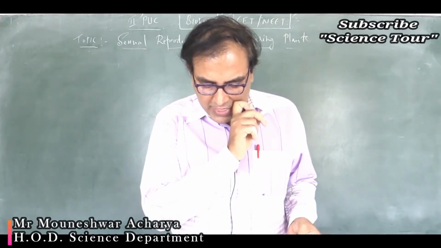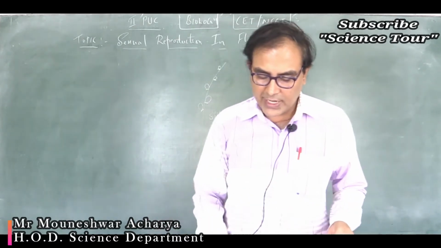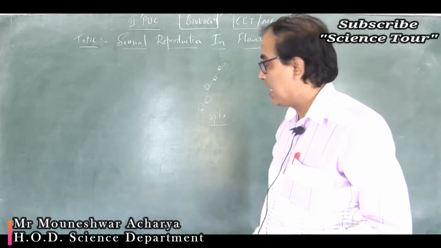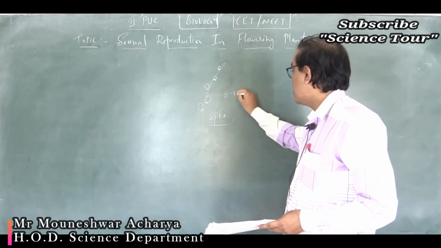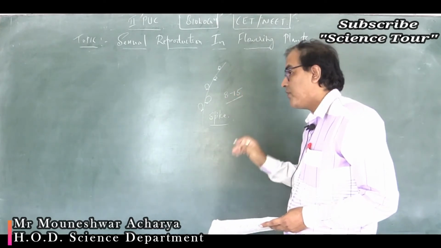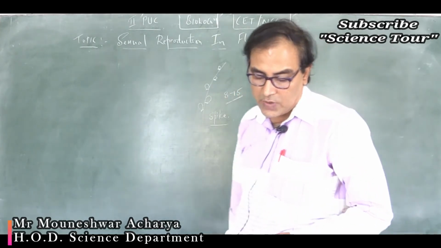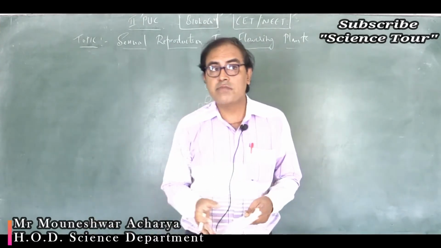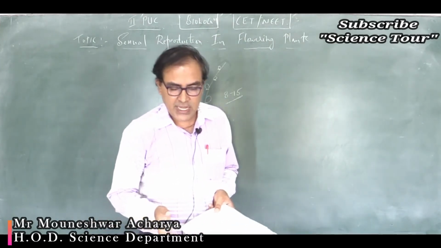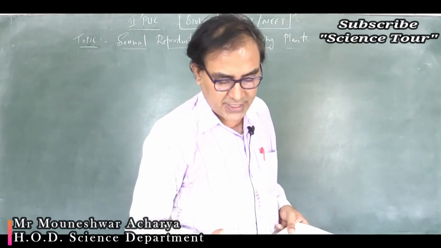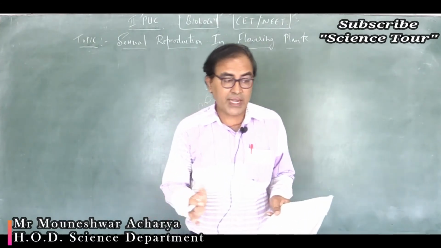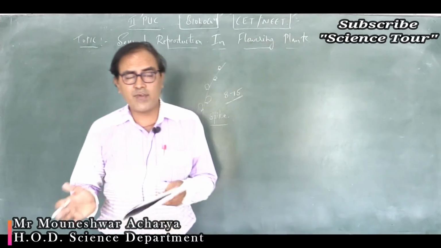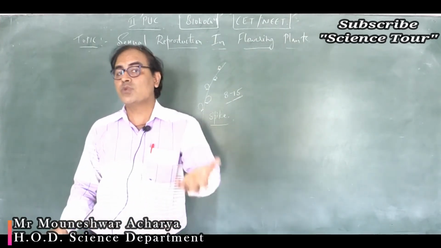So water hyacinth has a single spike of 8 to 15 conspicuous attractive flowers. How many flowers? 8 to 15, very conspicuous, very attractive, very visible flowers which attract the bees. Bees are insects. So the insects pollinate them. The plant is an aquatic weed, though it is aquatic, the pollination takes place through insects.